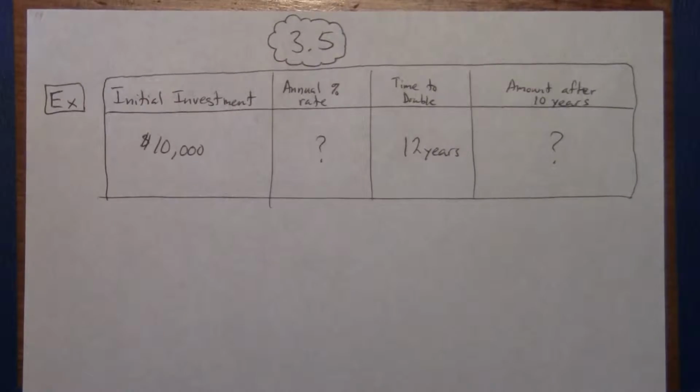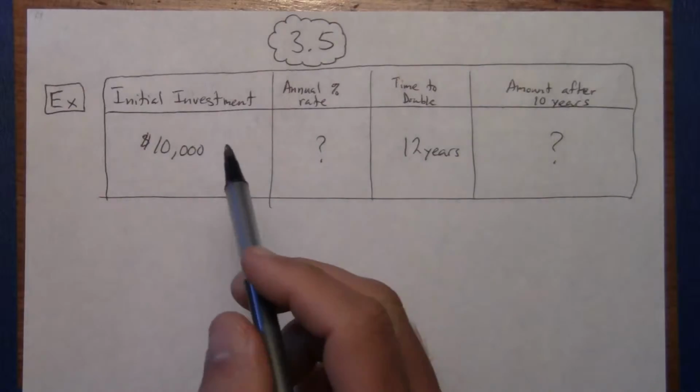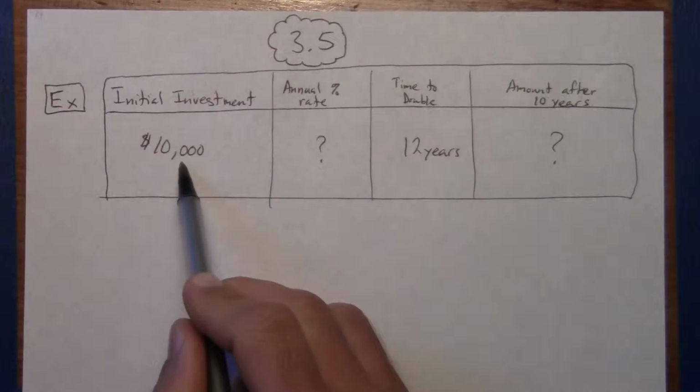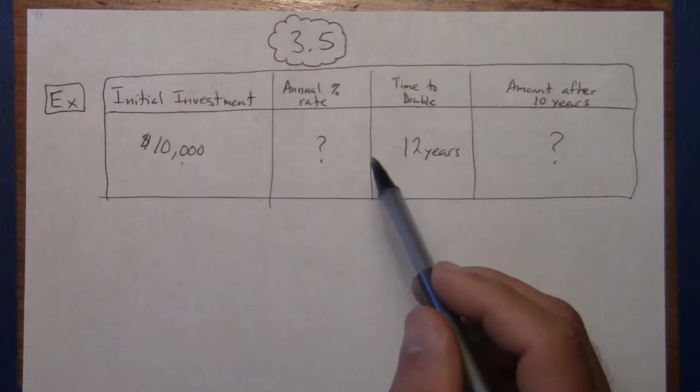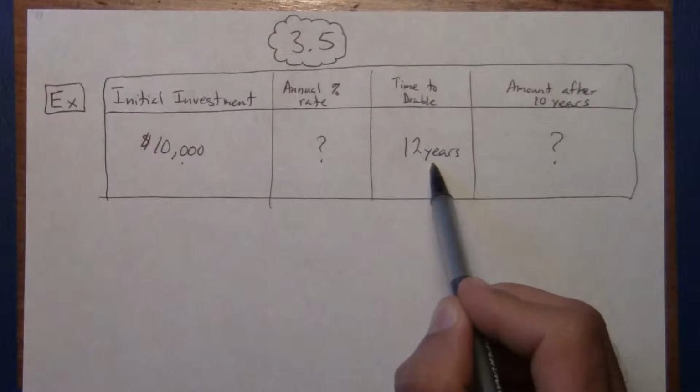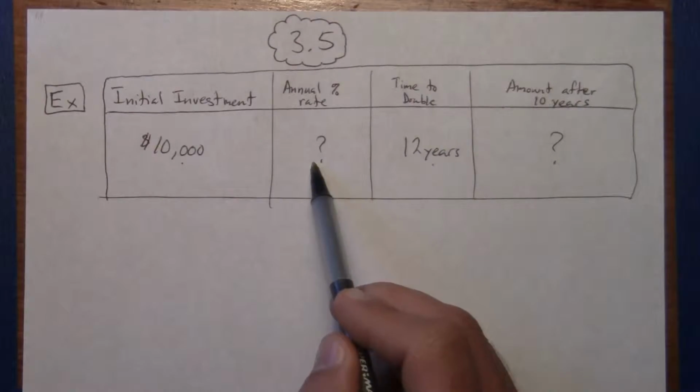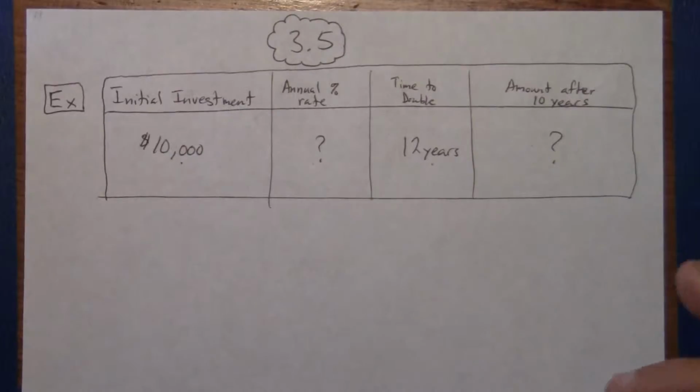Section 3.5, going to look at two problems similar to what you'll have in your homework. The first one is they're going to give you the fact that you're investing $10,000. They tell you that it takes 12 years for that money to double. They want you to figure out what the annual percentage rate is, and then they want you to find out how much you're going to have after 10 years.